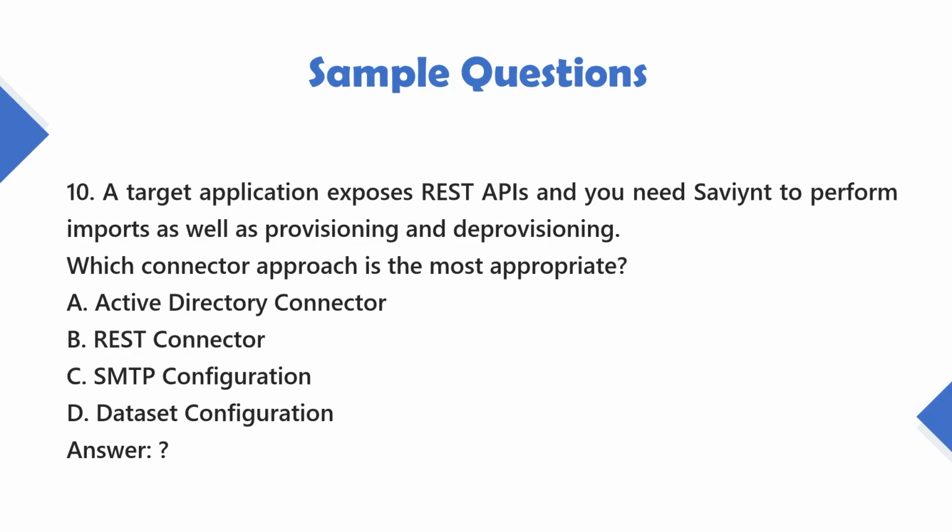10. A target application exposes REST APIs and you need Saviynt to perform imports as well as provisioning and deprovisioning. Which connector approach is the most appropriate? A. Active Directory connector. B. REST connector. C. SMTP configuration. D. Dataset configuration.